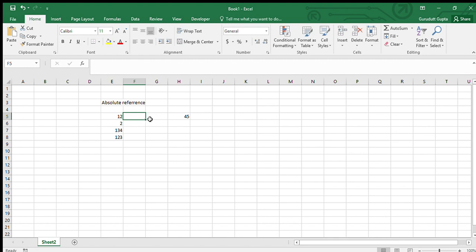To apply this reference, the formula for this reference is equal to the name of the first cell, which is E5.